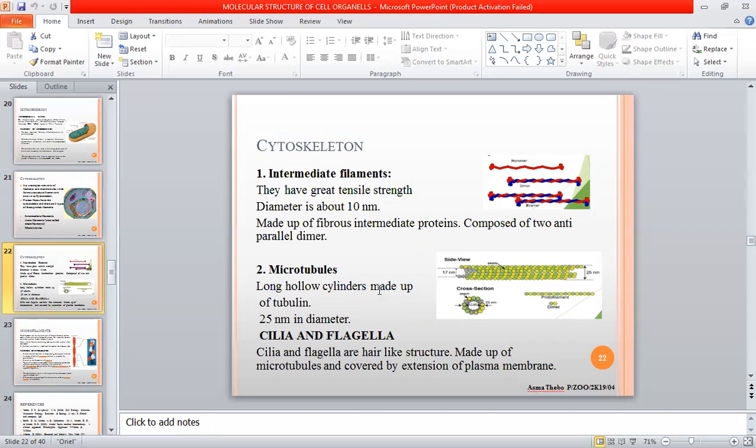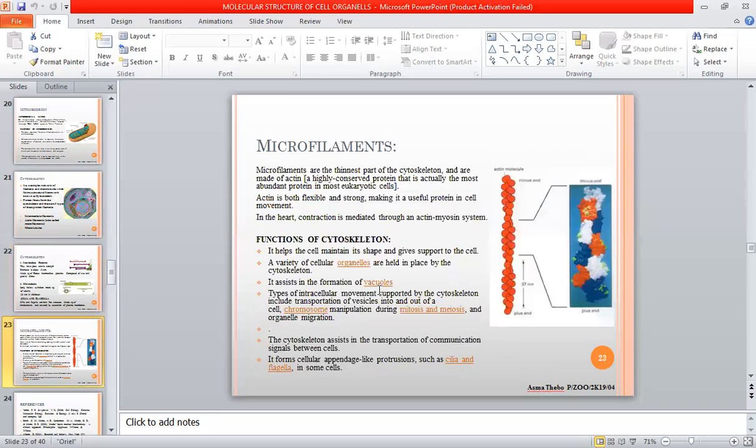Microtubules are made up of tubulin protein, which is 25 nanometer in diameter. Most of the cilia and flagella are locomotory organelles made up of microtubules. Microfilaments are the thinnest part of the cytoskeleton and they are made up of actin, a protein that is actually the most abundant protein in most eukaryotic cells. Actin is both flexible and strong, which makes it a useful protein in cell movement. In the heart, contraction is mediated through an actin-myosin system.